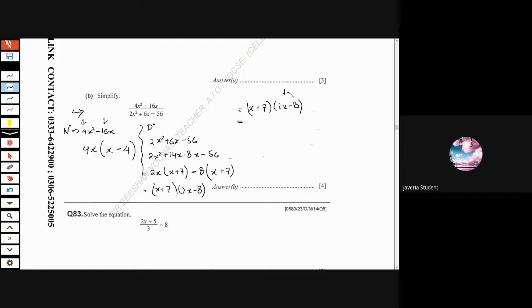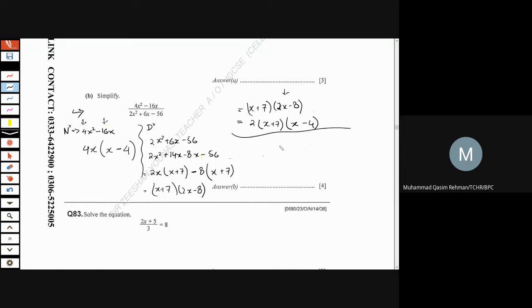So by taking 2 as common. Yes, sir. I will take 2 as common from this one. So x plus 7 comes down as it is. So 2 is common from this one, so I'll be left with x minus 4. So this is how you factorize it completely.